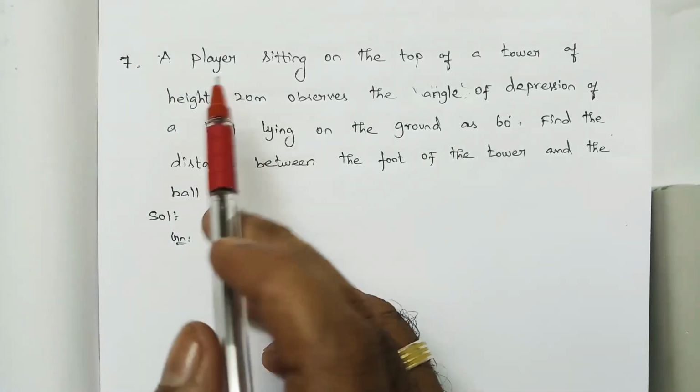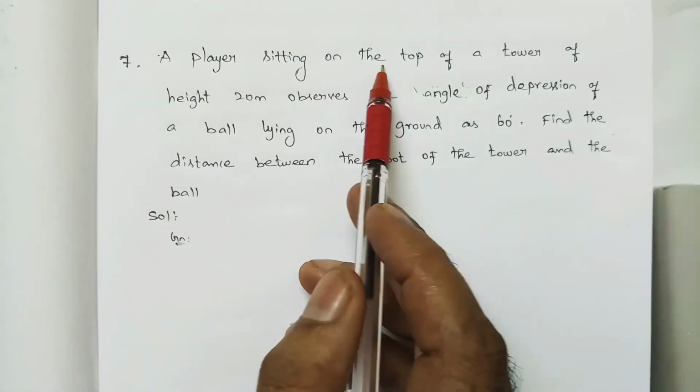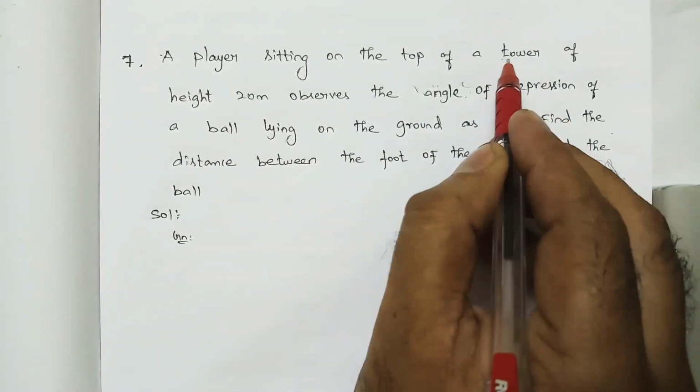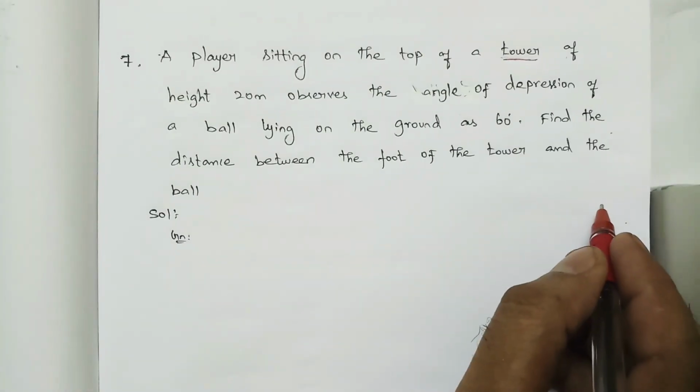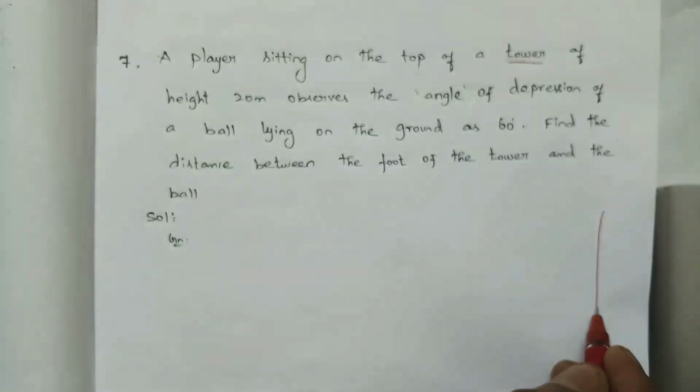So number 7, a player sitting on the top of a tower of height 20 meter. So first I'm drawing the tower, right?